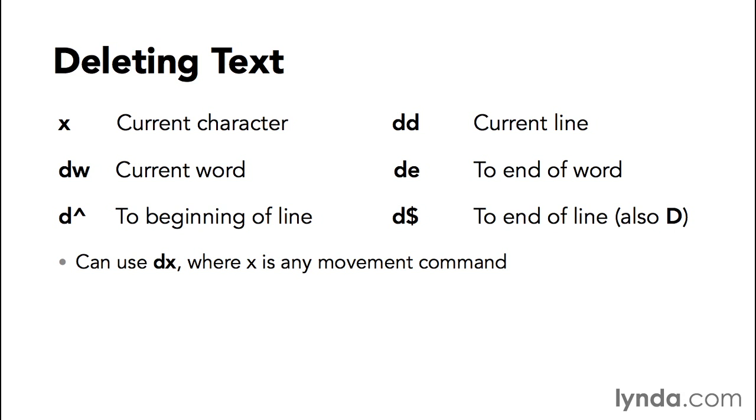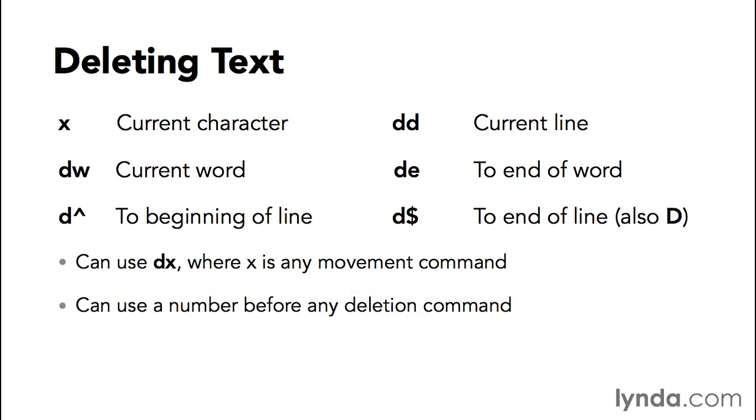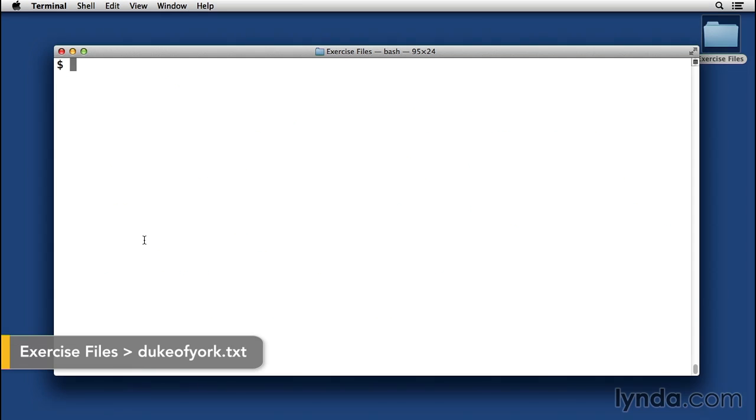You'll see a lot of VI commands where you type the same character twice to perform that action on the entire current line. Or you can use the D followed by any movement command to perform the deletion on the specified textual unit. You can also use a number before any deletion command. So you can type 5x to delete 5 characters. You can type 5dd to delete 5 lines, 5dw to delete 5 words, and so on. I'll demonstrate these. We'll use our Duke of York example.